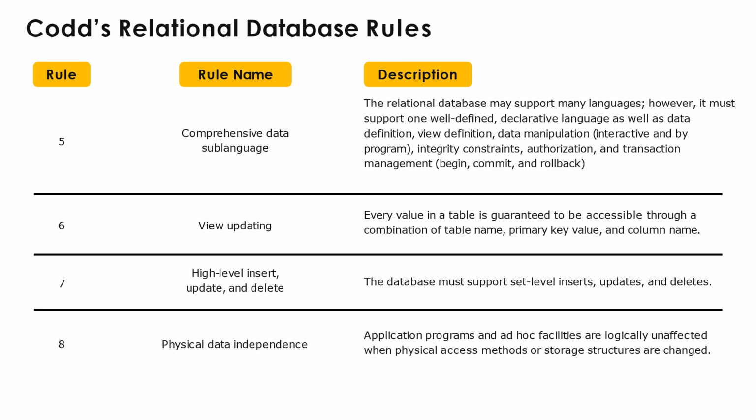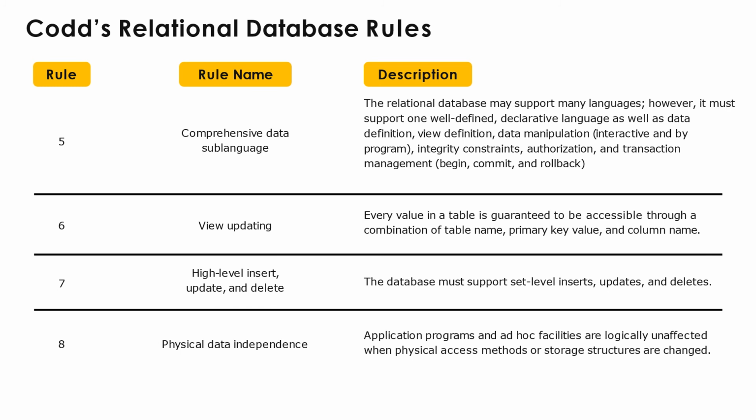Rule number 6, view updating. Every value in a table is guaranteed to be accessible through a combination of table name, primary key value, and column name. Rule number 7, high-level insert, update, and delete. The database must support set-level inserts, updates, and deletes. Rule number 8, physical data independence.